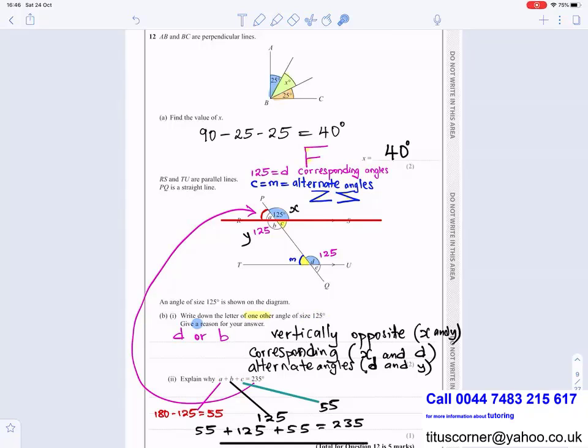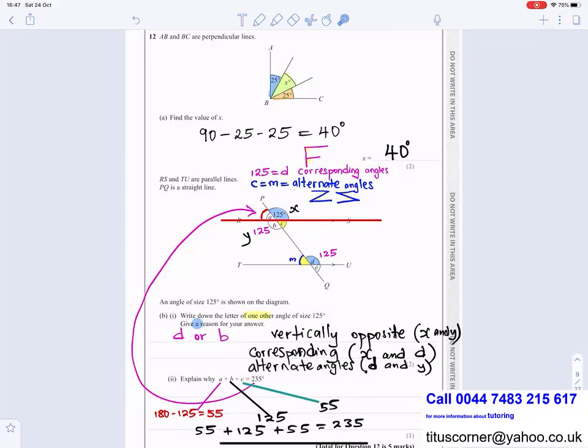What you want to do, you look for the letter F for corresponding angles. So if you look at this, you can see it's like a letter F, line on the side. Can you see the F? So this 125 corresponds to D. So those are corresponding angles. So you can use D.